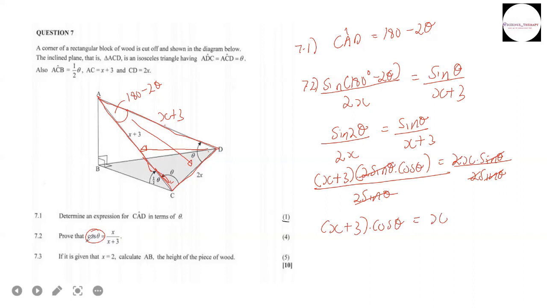But then remember, we are to prove that we are to make cos theta the subject of the formula. So let's divide both sides by x plus 3. Then we are left with cos theta, which is equal to x over x plus 3. That's how you were just supposed to prove that. Okay, then let's proceed to 7.3.